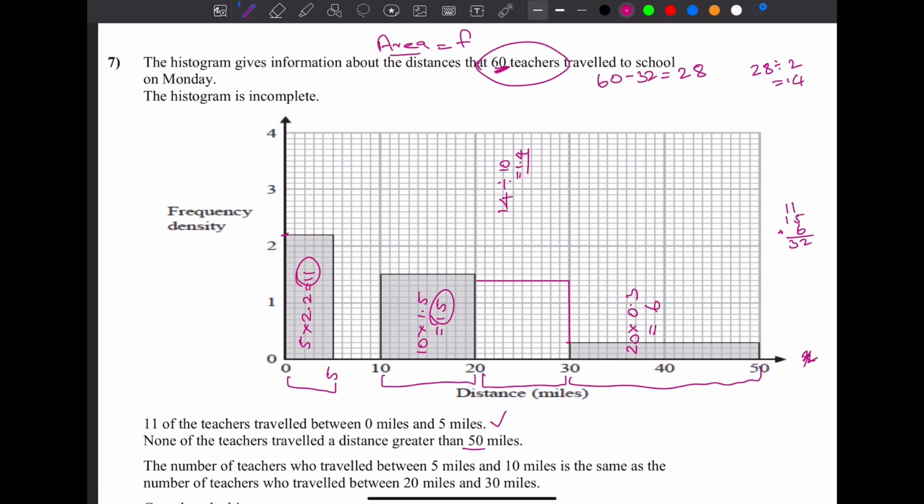I'm not going to sit and shade these. You don't have to shade them. This one is also 14. Remember, 14 divided by, I know the width is 5 to 10, which is 5. And that's 2.8. You go up to 2.8. And now you have completed the histogram. Simple. Next one.